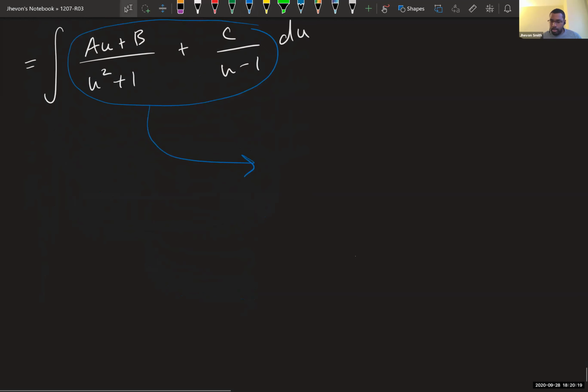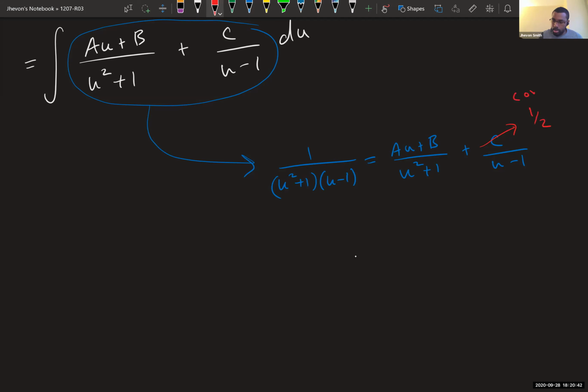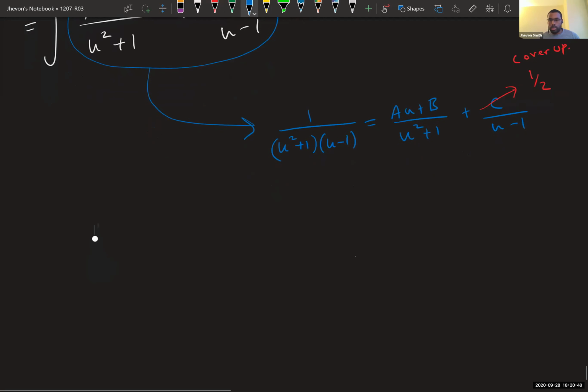So we have 1 over (u squared plus 1)(u minus 1) equals (au plus b) over (u squared plus 1) plus c over (u minus 1). We know that c, I can find that by the cover-up method. So this is 1/2 by cover-up. Okay, and what did you do to find the others? I multiplied out the denominator and then did that equate the coefficients thing.